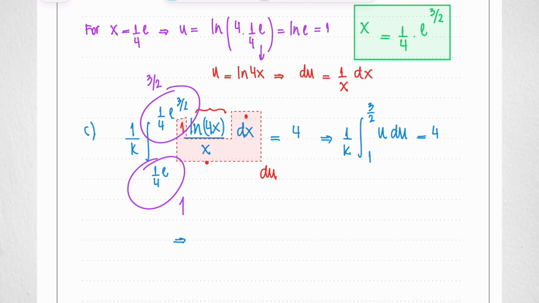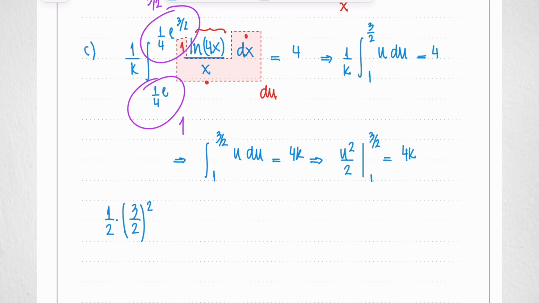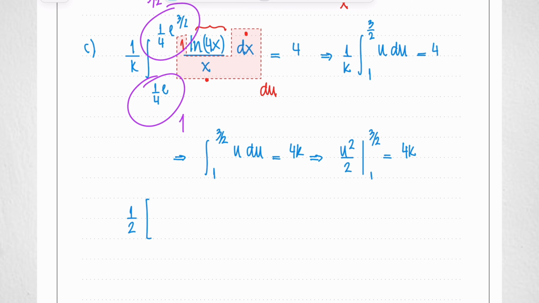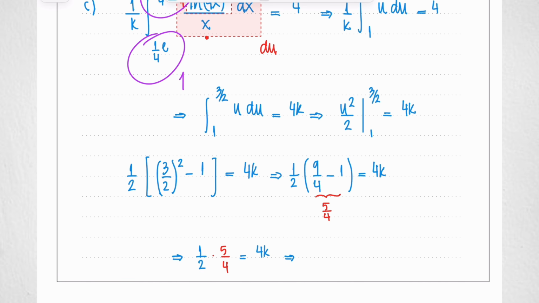We can cross multiply the k, so we have the integral equal to 4k, and we get u squared over 2 from 1 to 3 over 2 equal to 4k. So we have 1 over 2 times (3 over 2 squared minus 1 squared) equal to 4k. So half of (9 over 4 minus 1) equal to 4k. Replacing 9 over 4 minus 1 by 5 over 4, we get our k equal to 5 over 32.